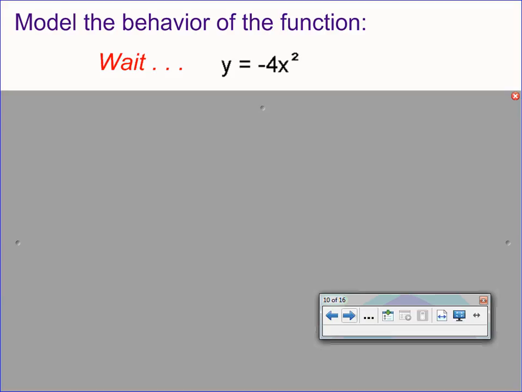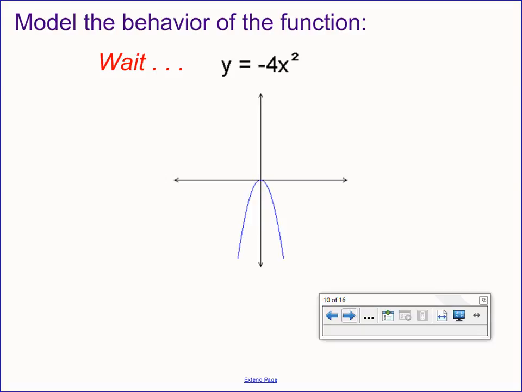Y equals negative 4x squared. Think about it. Don't do it. Y equals negative 4x squared. Get ready. And go. Hold it. Check it out. And you win. Shake it out. Good job.